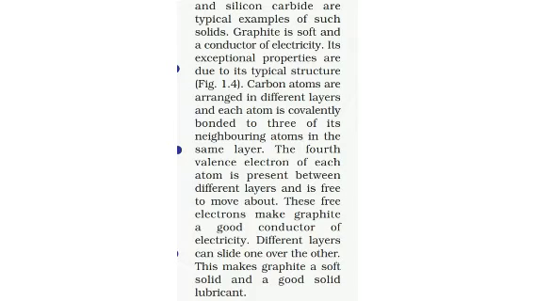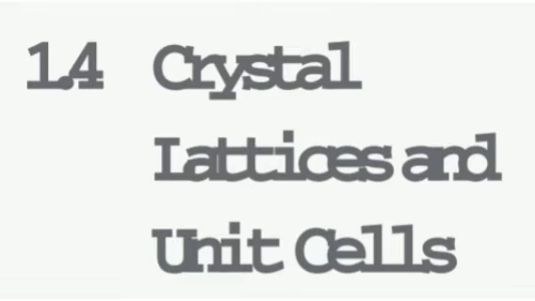Carbon atoms are arranged in different layers and each atom is covalently bonded to three of its neighboring atoms in the same layer. The fourth valence electron of each atom is present between different layers and is free to move about. These free electrons make graphite a good conductor of electricity. Different layers can slide over one another. This makes graphite a soft solid and a good solid lubricant.